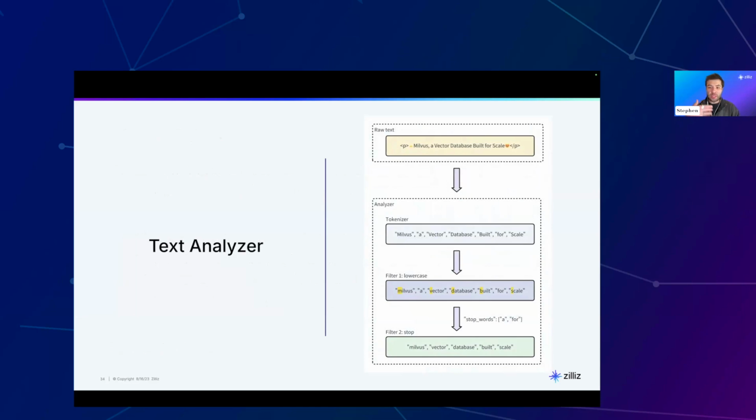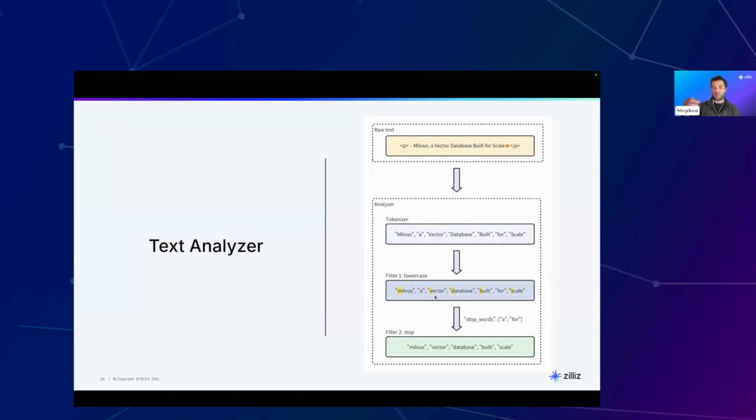And to illustrate my point, you have your raw text here. You're just going to put that in, and then Milvus will take care of the rest. So we have this analyzer. Our raw text is "Milvus, a vector database built for scale." The tokenizer will separate each word. And then we have the first filter, which is to lowercase everything. So you can see the M for Milvus is now lowercase, same for vector, same for database and everything.